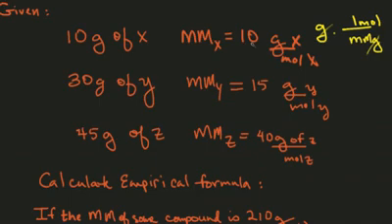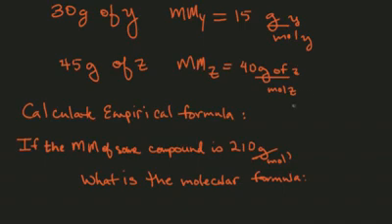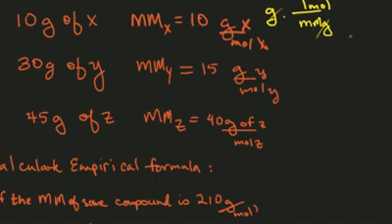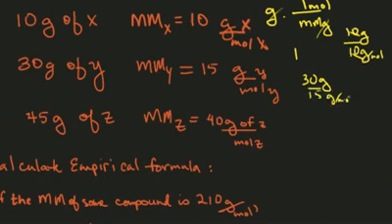So if you did that, if you divided 10 by 10, in this case you'd get 1 again for the X. I guess I'll write it up here. So it'd be 10 grams divided by the 10 grams per mole. So then you flip and multiply and you get 1. And then here when you do it, you're going to get 30 grams divided by 15 grams per mole. And you're going to get 2 moles.